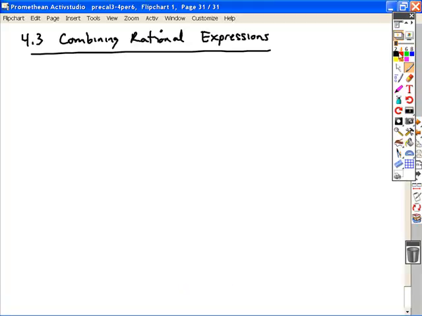So here's where I'd like to start. We talked about canceling factors in simplifying, or reducing, rational expressions. We talked about multiplying and dividing rational expressions. So now we're going to talk about combining them, which means adding and subtracting.